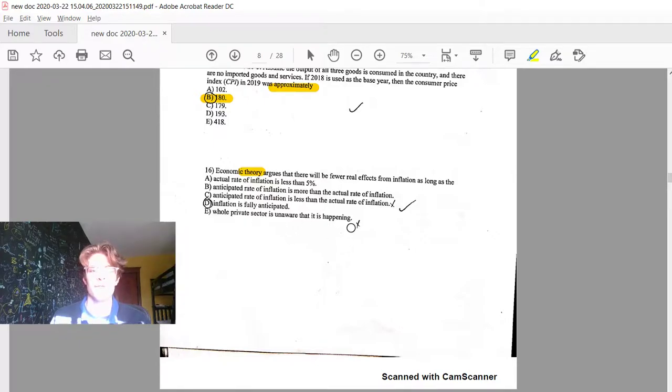So a lot of these are like whole private sector is unaware that this is happening. That makes no sense. That's not right.